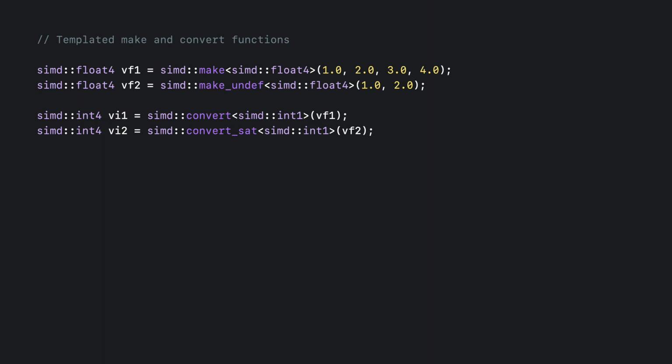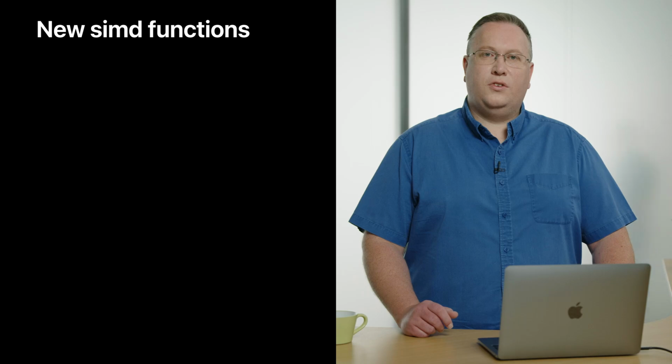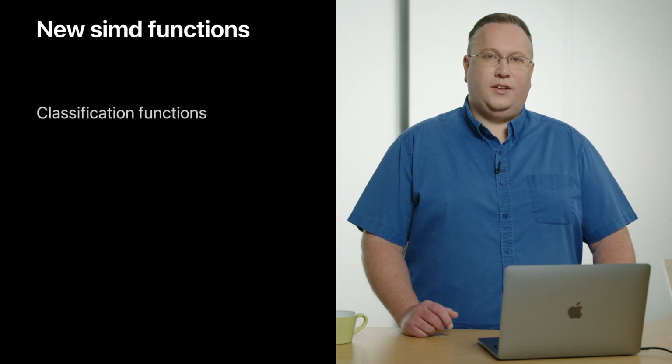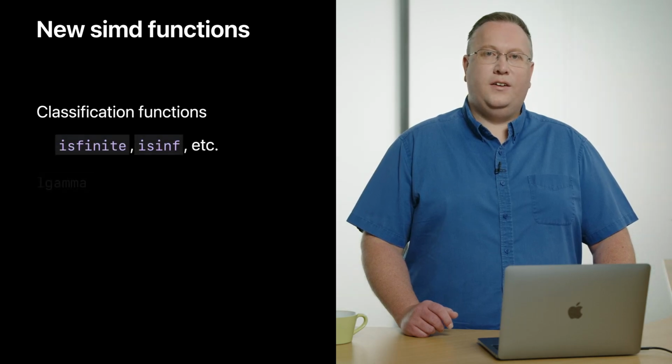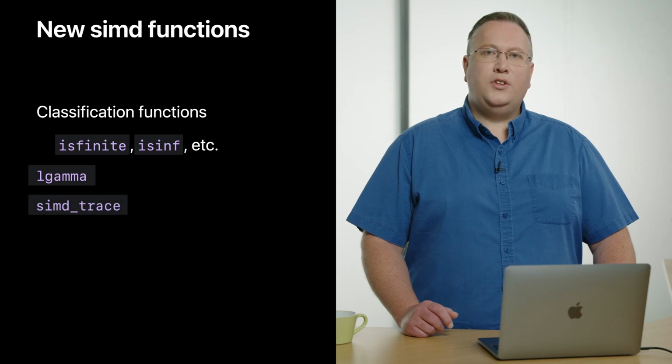We've also added templated versions of the make and convert functions to allow their use in templated code. These work the same as the existing functions, but their destination type is now a template parameter rather than part of the function name. In addition to our C++ improvements, we have added several new functions supported across all our languages. These are classification functions like isFinite and isInf that provide vector versions of the scalar functions in libm, as well as new functions for calculating the gamma function, as well as the trace of simd matrices.